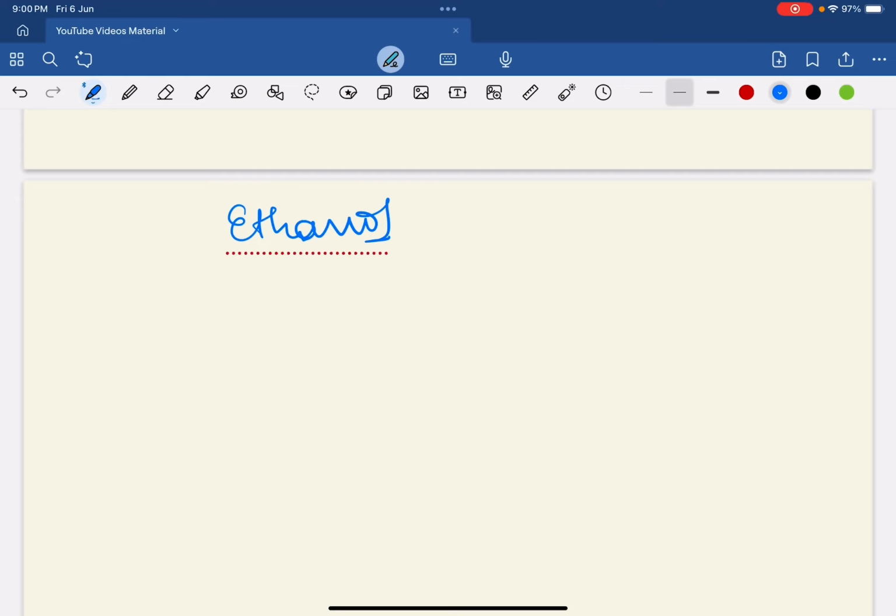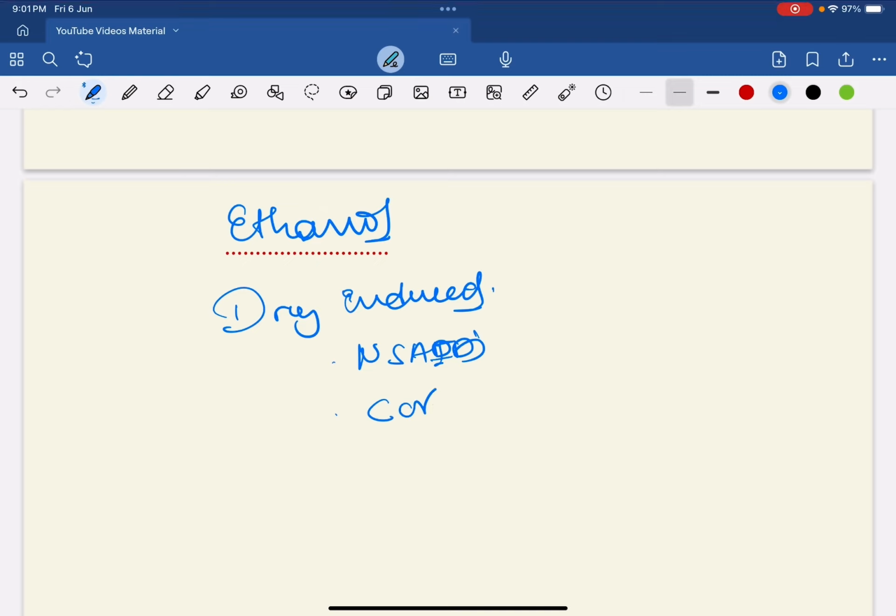Then D stands for drug-induced secondary hypertension. So what are these drugs which cause secondary hypertension? Your NSAIDs will cause hypertension. Corticosteroids will cause hypertension. Then what are the other drugs?